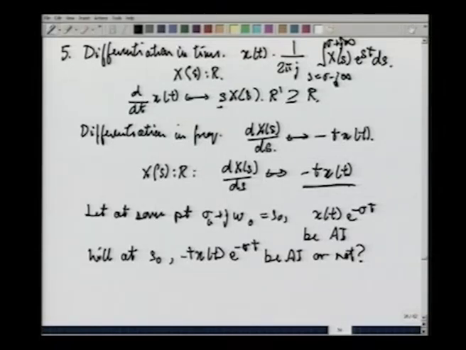In short, differentiation one time in frequency or more than one time in frequency does not bother the ROC. The ROC will remain unchanged.